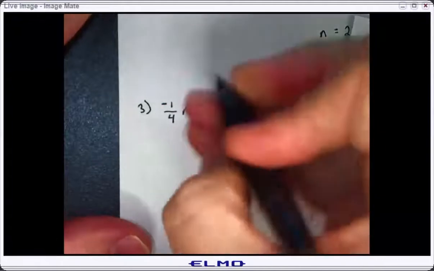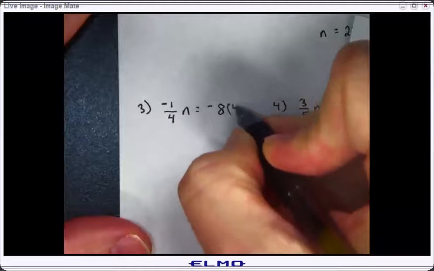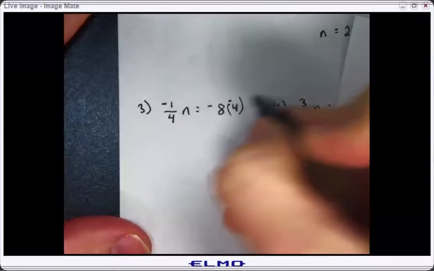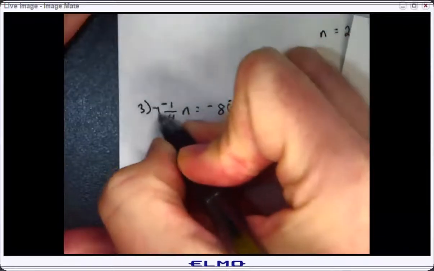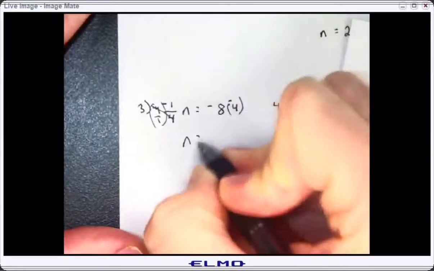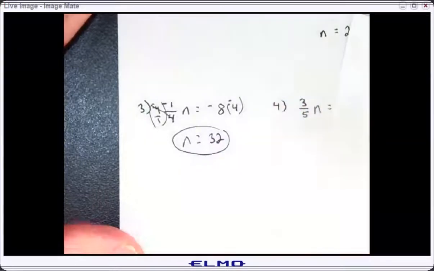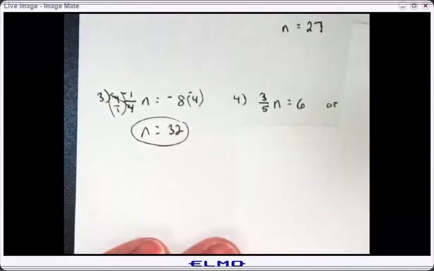Here I have negative 1/4 n equals negative 8. I would multiply both sides by the reciprocal, which is negative 4 over 1. Can't see that very good, but reciprocals cancel out. And negative 8 times negative 4 is positive 32. We have the answer.